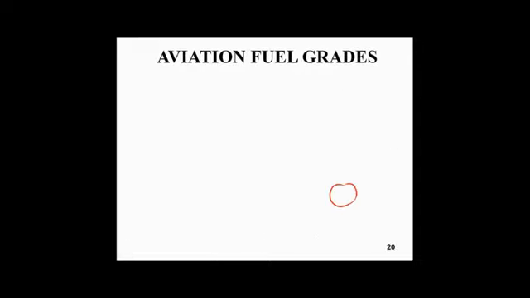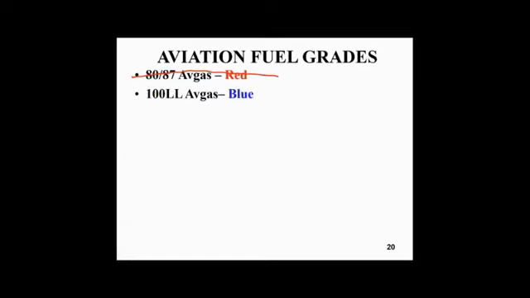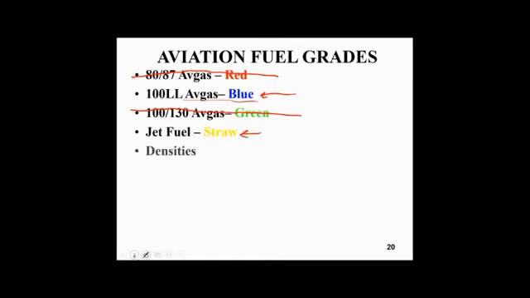Let's talk a little bit about aviation fuel. Aviation 80/87 avgas was red. It's not available anymore. I'm not going to ask you that color. 100 low lead avgas is blue. I am going to ask you about this on the test, and you'll need to know it for your oral practical. 100/130 avgas was green, but nobody makes it anymore, so I'm not going to ask you about it. And jet fuel, we're not going to pump any fuel into the aircraft that's jet, but it's actually straw colored, a light yellow, very light yellow.